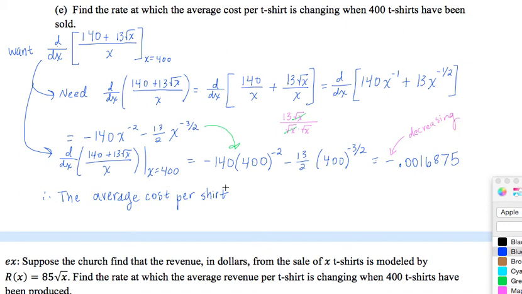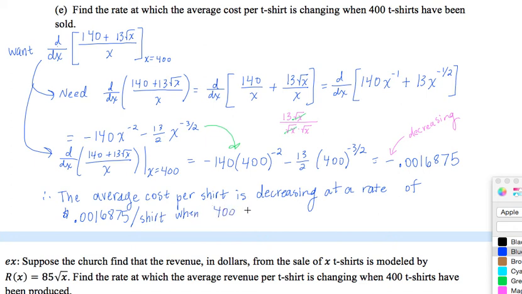So the average cost per shirt is decreasing at a rate of this much per shirt when 400 shirts have been produced. And this is a dollar amount, I mean it's average cost. So at a rate of $0.0016875 per shirt when 400 shirts have been produced.